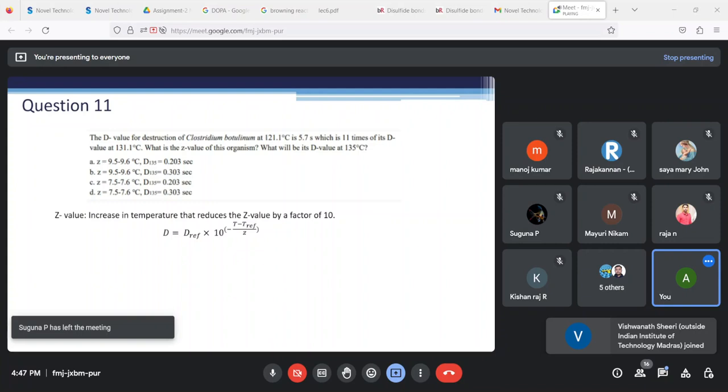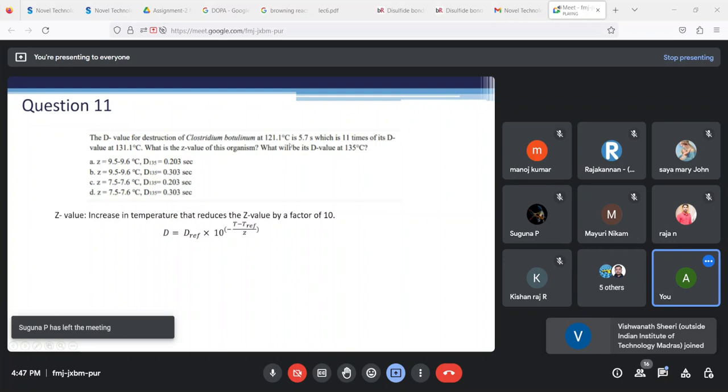If you know the D value at a particular temperature and you know the D value at another temperature, you can calculate the Z value by this particular formula. So D at any other temperature is equal to D at reference temperature times 10 raised to minus (T minus T ref) divided by Z, where T ref is the reference temperature. So D ref is the reference D value.